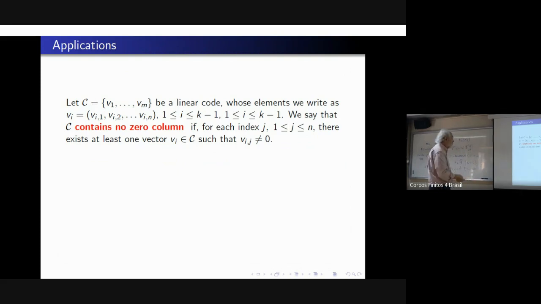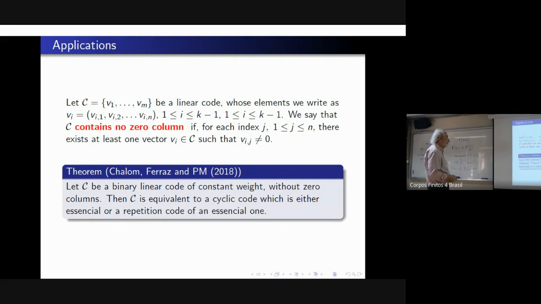So for codes like this, we were able to prove, this is one of the many applications of extension codes, that a code is of constant weight. Let's see here a linear code of constant weight. Now, binary, this is essential. And so the alphabet here is 0 and 1. Then we were able to prove that a code of constant weight is equivalent to a cyclic code which is essentially one or a repetition of essentially one.